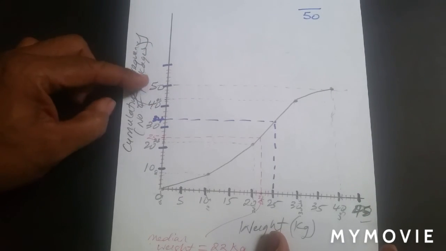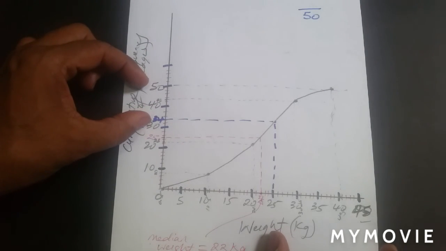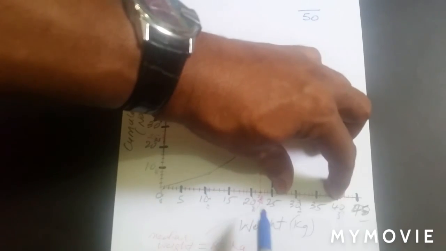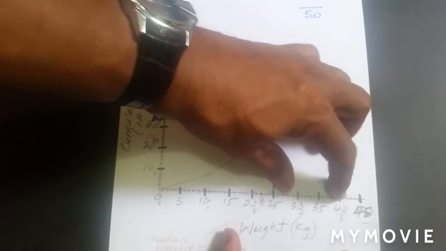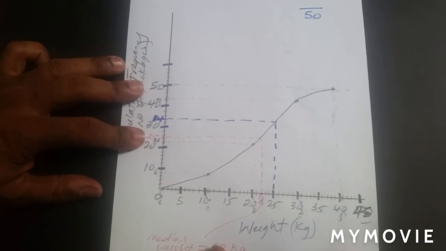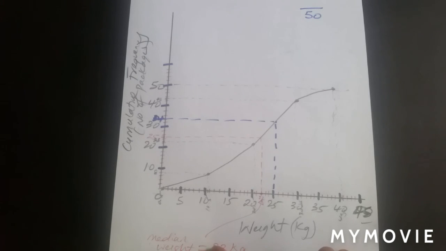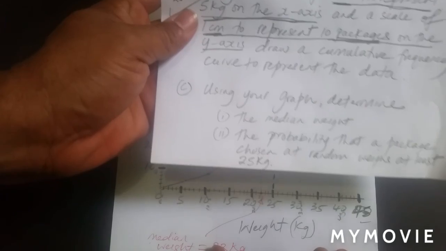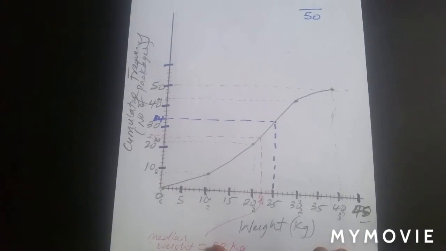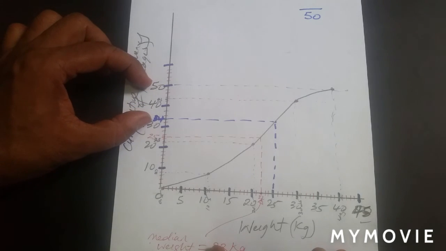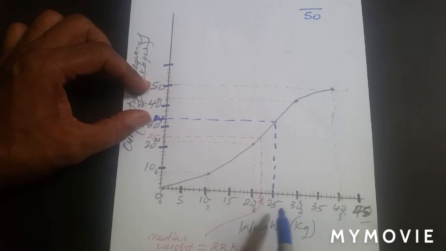The packages up here from 34 to 50, which gives us 16, all of these packages up here would weigh 25 kilograms or more. So you find the difference between 50 and 34, that is 16. So 16 packages would weigh 25 kilograms or more. It says, determine the probability that a package chosen at random weighs at least 25 kilograms. That means it can weigh 25 kilograms or more. So all the packages up here from 34 to 50, the difference here is 16. So 16 packages out of the 50 weigh 25 kilograms or more.